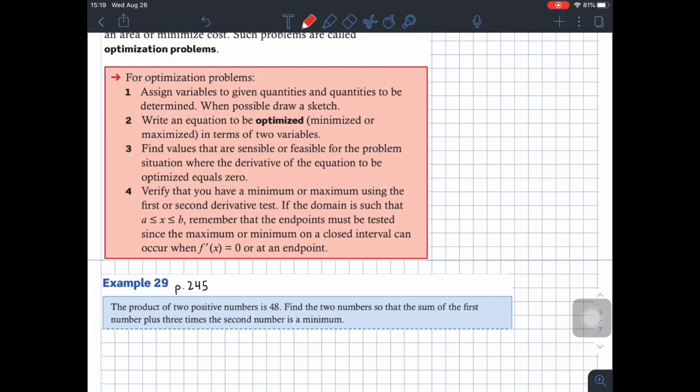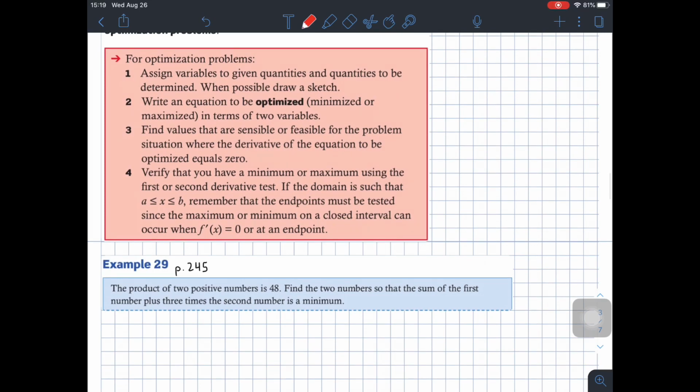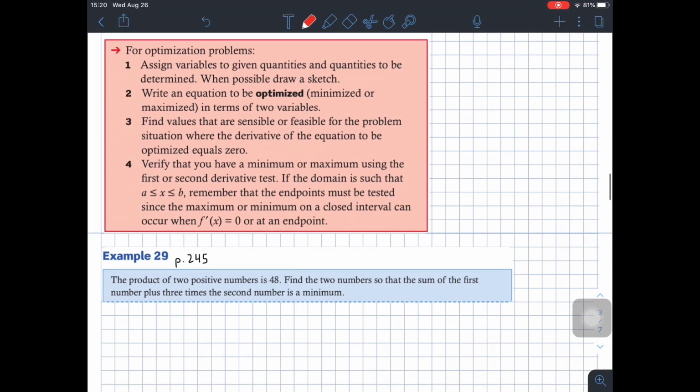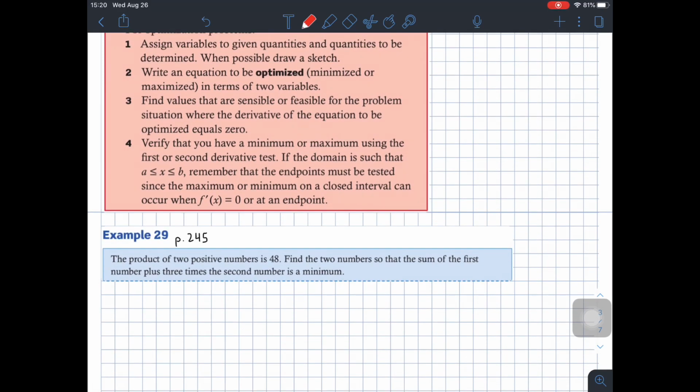It says for optimization problems, number 1, assign variables to given quantities and quantities to be determined. When possible, draw a sketch. This is very important for some problems. Number 2, write an equation to be optimized, either minimized or maximized, in terms of 2 variables. Number 3, find values that are sensible or feasible for the problem situation where the derivative of the equation to be optimized equals 0. Finally, number 4, verify that you have a minimum or maximum using the first or second derivative test.